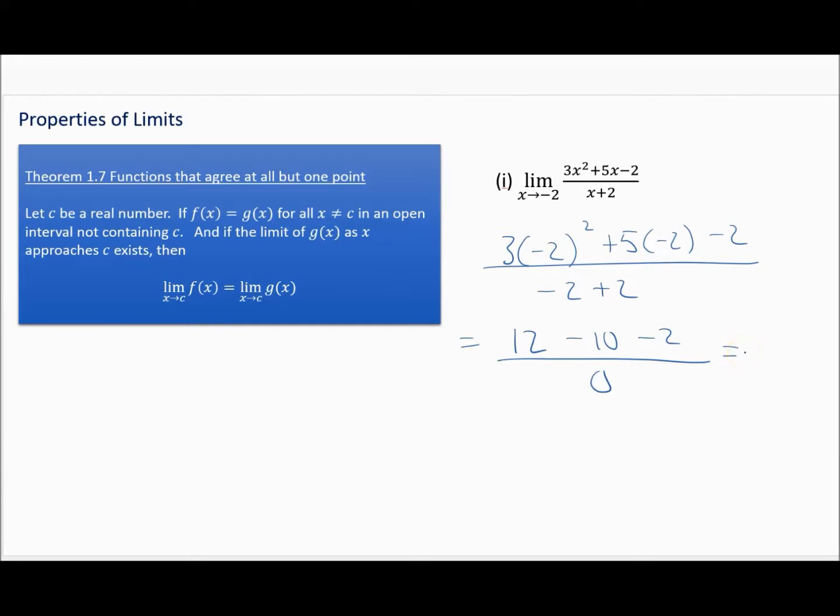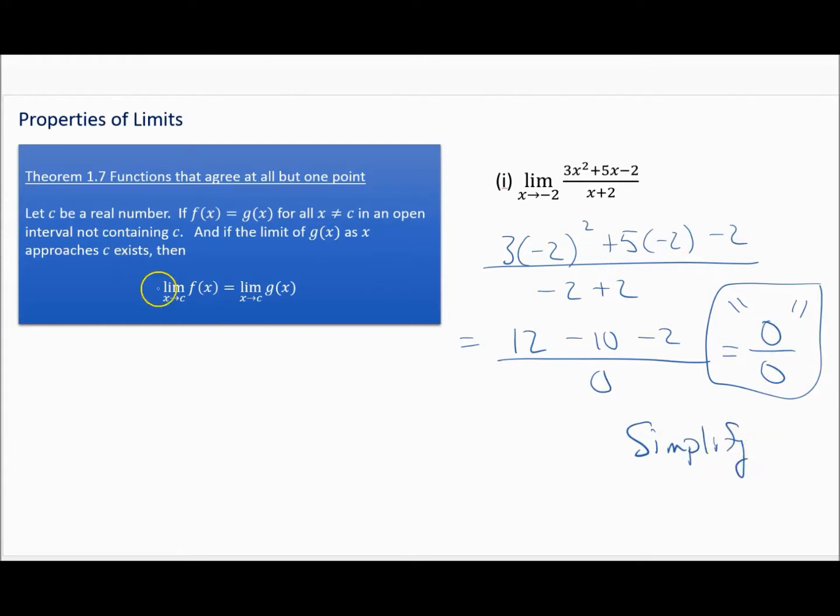If you have a 0 in the denominator, you cannot do direct substitution. Even if it's a rational function. A polynomial won't have a 0 in the denominator, but for a rational function you can't do it. 12 minus 10 is 2, minus 2 is 0 divided by 0. I'm going to put quotes around this because this is important. If you ever get a 0 over 0, that means you must simplify the problem.